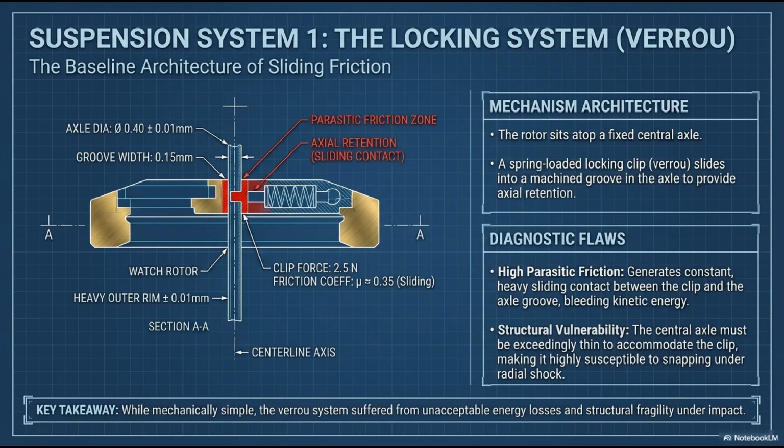Second, it suffers from structural vulnerability. To accommodate the sliding clip, the central axle must be machined exceedingly thin. This creates a severe choke point, making the axle highly susceptible to snapping cleanly in half under sudden radial shock. While mechanically simple, the VERU system suffered from unacceptable energy losses and structural fragility.